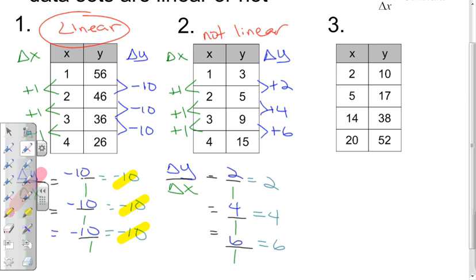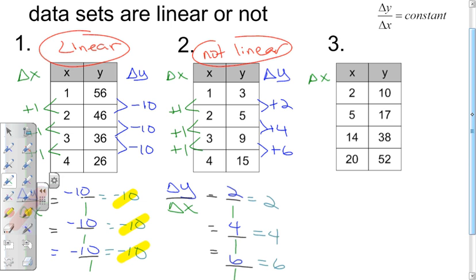So in this third example, we're going to take a look again, same application, looking to see if delta y over delta x is constant. So I need to measure my delta y and delta x. It's a little more work on this one, so pay attention as you compare and contrast these three problems in the end. From 2 to 5, I know that one is 3. And 5 to 14 is 9. And 14 to 20 is 6. And they're all increases, so I'll put the plus signs.